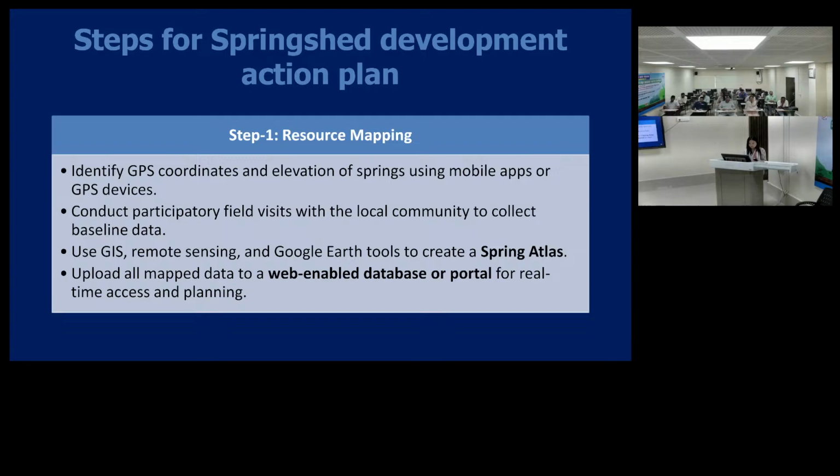First is the resource mapping. These are the basic steps you need to follow for resource mapping. We need to go with GPS coordinates. First and foremost, when we go to the field, we record the coordinates. So this is the first step. Then we can conduct a participatory field visit. Using GIS and remote sensing, we can create a Spring Atlas and upload all the map data to a database or a portal. So step one is the resource mapping. We will go stepwise. So this is step one.